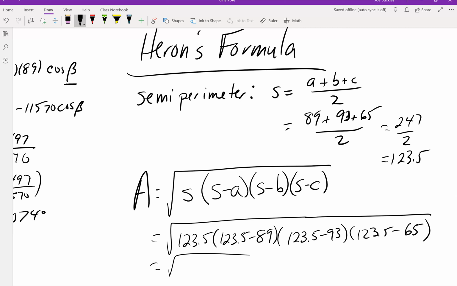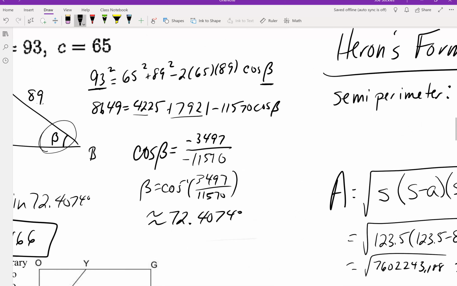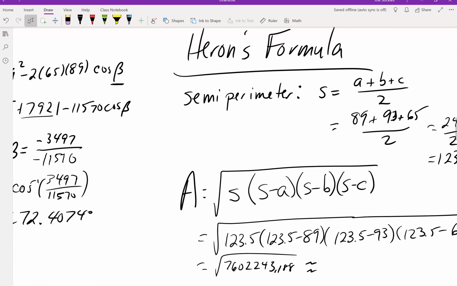I'll type everything under the radical first. So the 123.5, and I'll multiply that by the 123.5 minus the 89 times that minus the 93 and times that minus the 65. I get 7,602,243.188. And if you do the square root of that, we better get the same answer as we got before. 2757.2166.